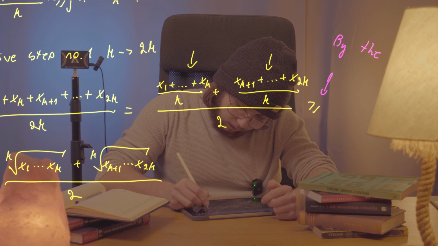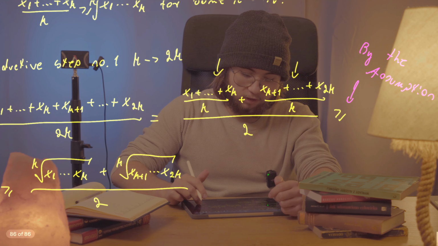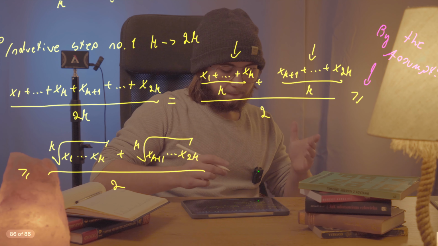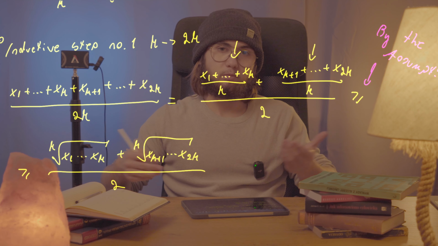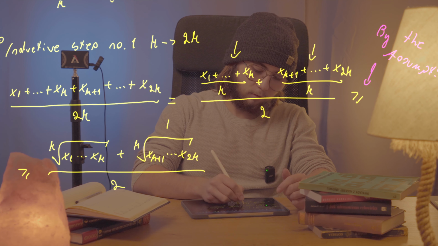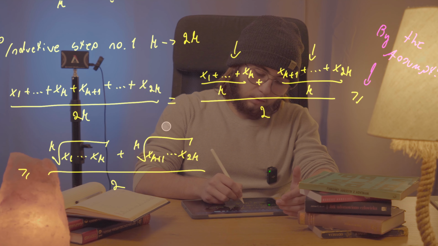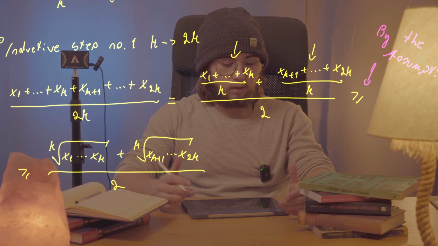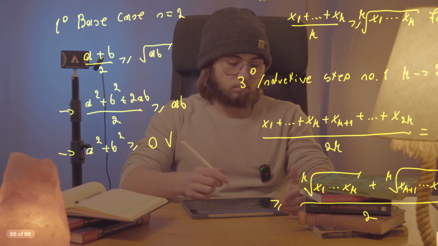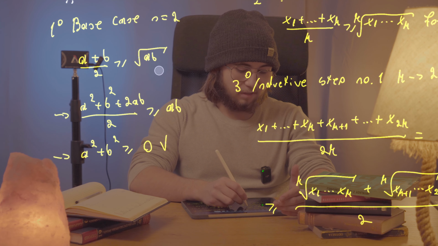So this was by the assumption. However, right now I would like to see one more thing. Those kth roots of some product of some numbers are just real numbers. Those are not expressions in terms of any variable. Those are just numbers. And so whenever we have two numbers added together and divided by 2, they're greater than or equal to the square root of the product, by the base case we did.